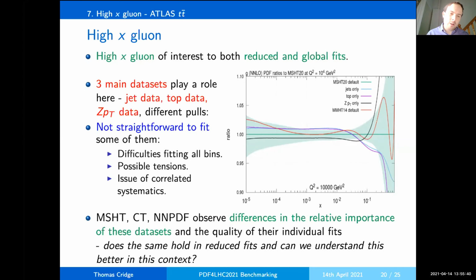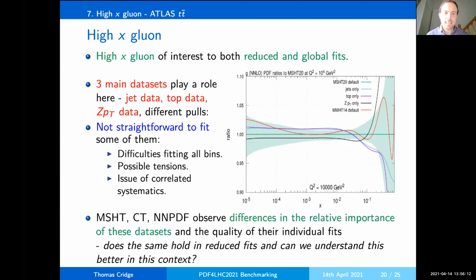Not only that, but various of these data sets are not straightforward to fit. You can have difficulties fitting all of the bins, possible tensions between these data sets or between these data sets and other global fit data sets, and issues of correlated systematics. The latter of these is an issue that's particularly been pointed out in the last couple of days by various of the groups. And so what we want to understand for this benchmarking is, given the three groups observe differences in the relative importance of these data sets and in the quality of their individual fits, can we understand this better in the reduced fits? And can we understand this in the benchmarking?